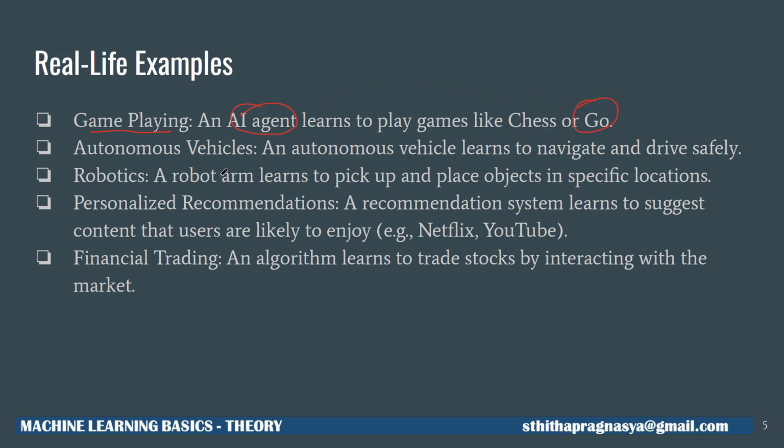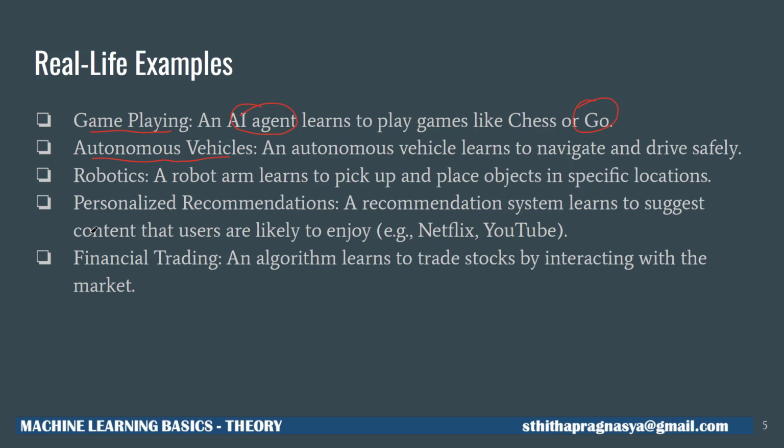Do you imagine that? Then another use case is autonomous vehicles. An autonomous vehicle learns to navigate and drive safely on roads by interacting with the environment and making real-time decisions. The state is the current situation of the vehicle, including its speed, position, and surrounding objects. Example, other cars, pedestrians, traffic signals. Decisions like accelerating, braking, turning, or changing lanes, these are called actions.